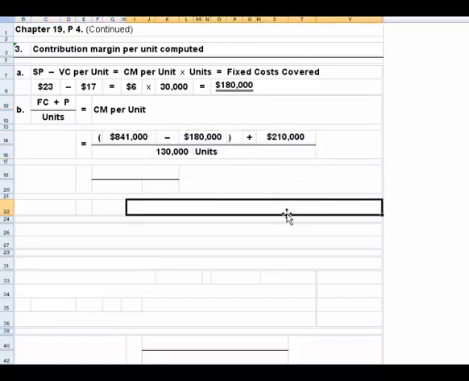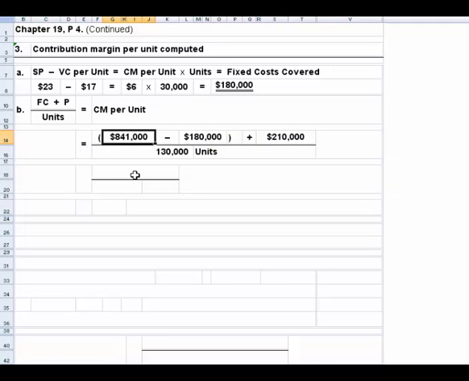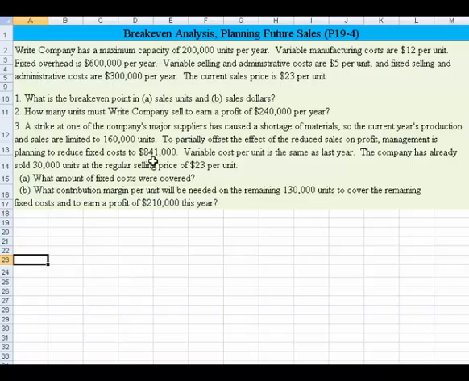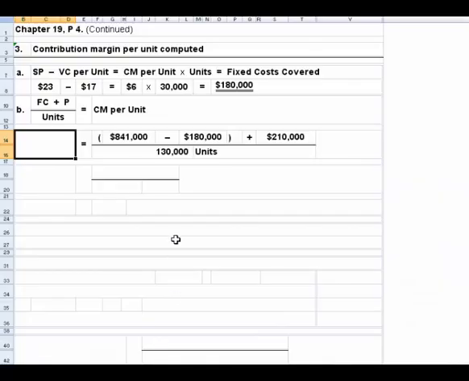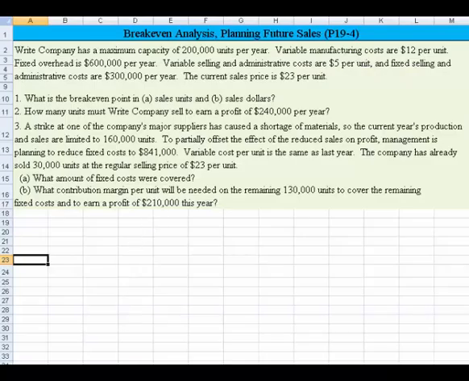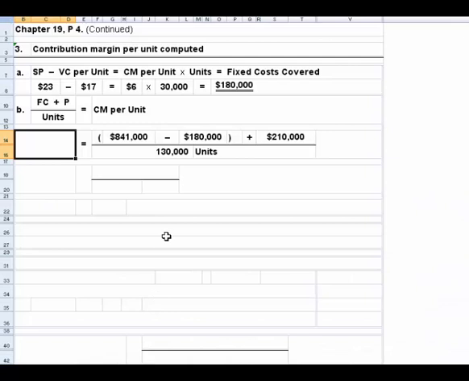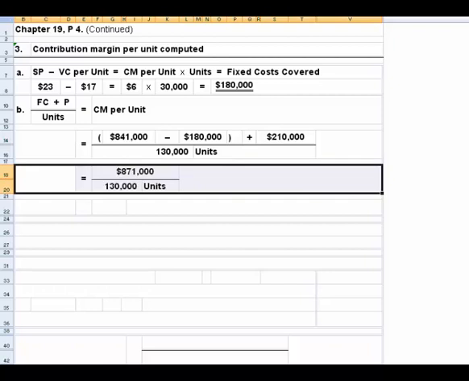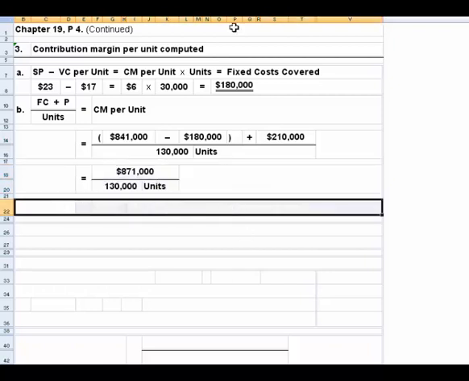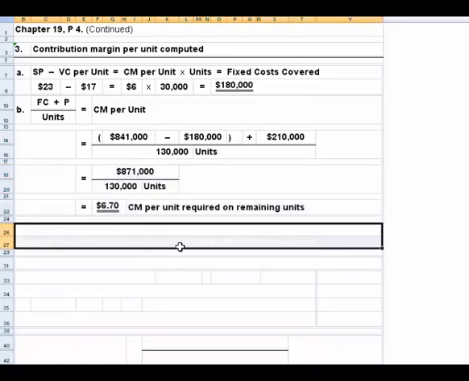So if we bring that to light, we have the 841,000 of fixed cost that they're shooting for. There's your 841,000 minus the 180,000 we've already covered, plus the 210,000, which represents the profit we're shooting for, and divided by the 130,000 units. If we lay that all out, we're able to calculate $6.70 per unit.